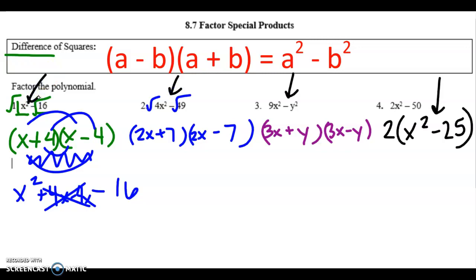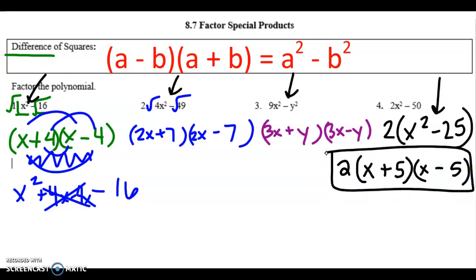But we're going to do two different things. Keep that 2 out front. And I'm going to do x and 5, because the square root of 25 is 5, and then a plus and a minus. And again, the order doesn't matter with those. You can go in any order.